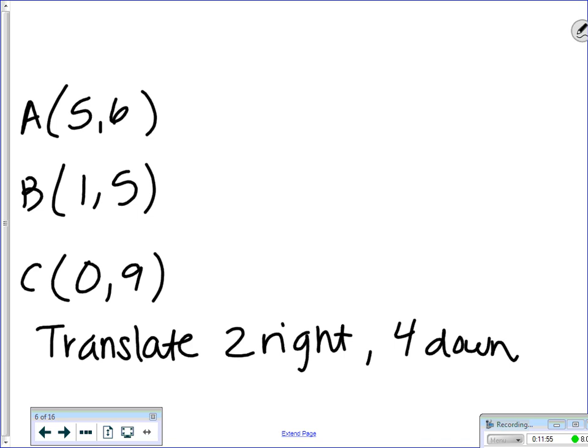Okay, A, what's the new one? Yeah, 7, 2. Give me B. Who's got B? Carver? 3, 1. Good. Wait, did you subtract both? Okay, so remember. So then C, somebody else give me C, Riley. 2 and 5. Nice job.